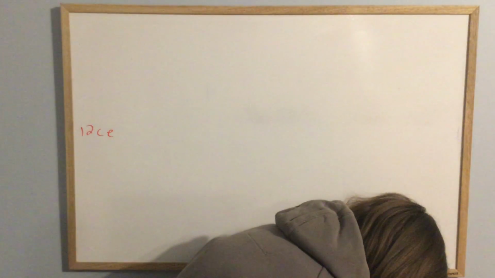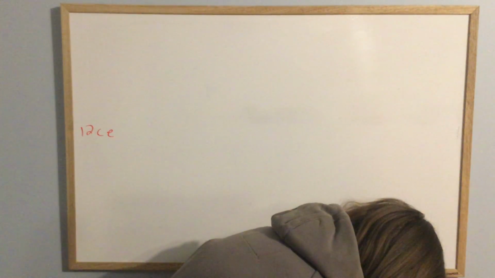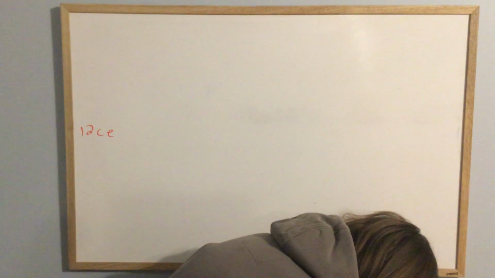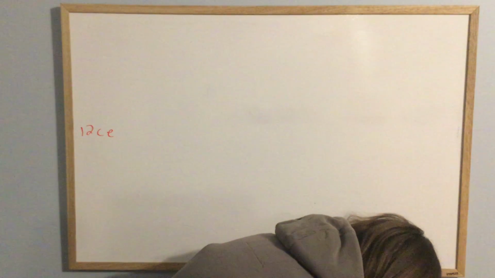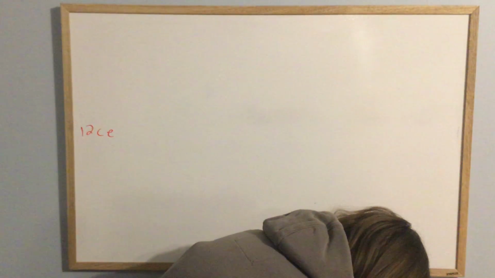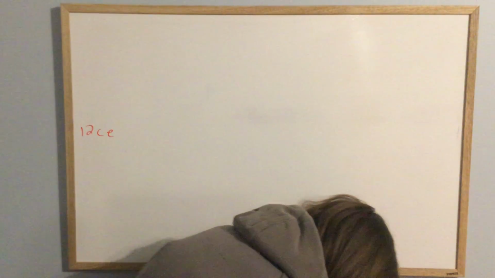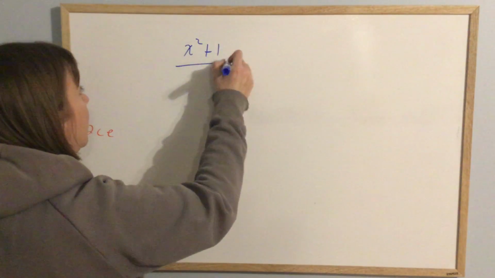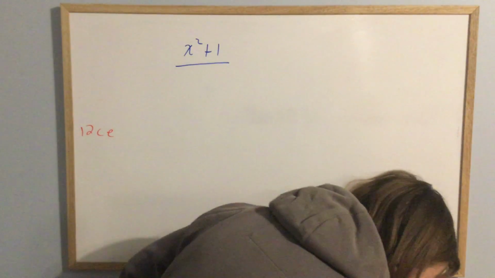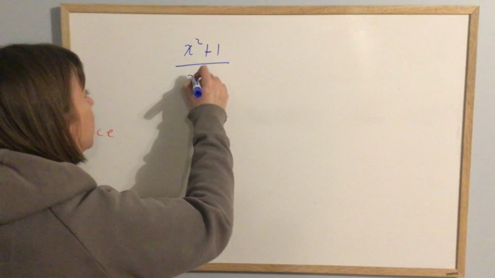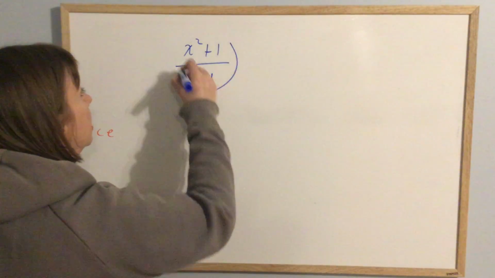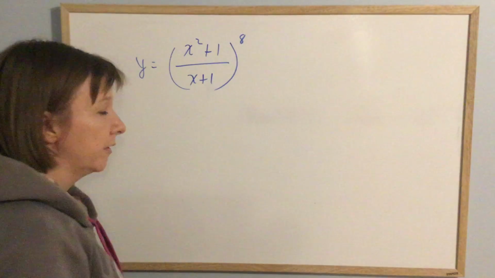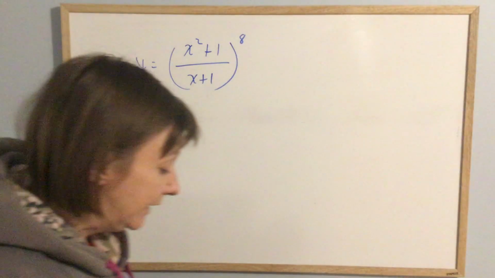12C, again, says determine the derivative. 12C, oh, I just love you so much. x squared plus 1 over x plus 1 all to the 8th. And it wants us to find the derivative of this.